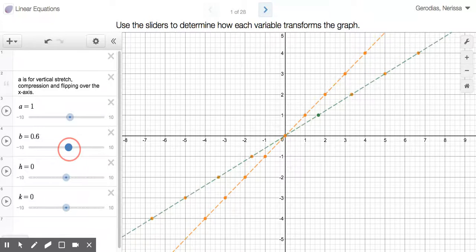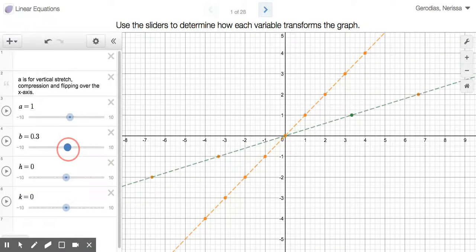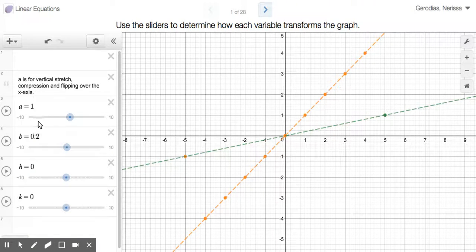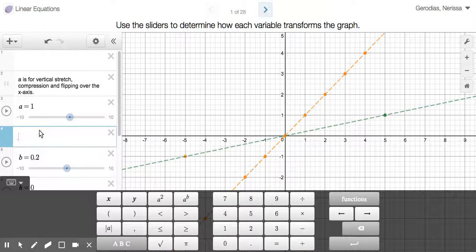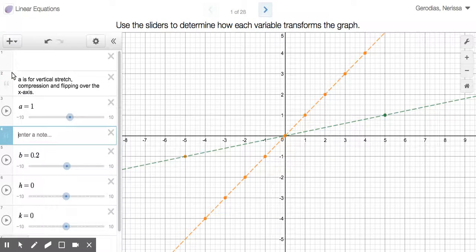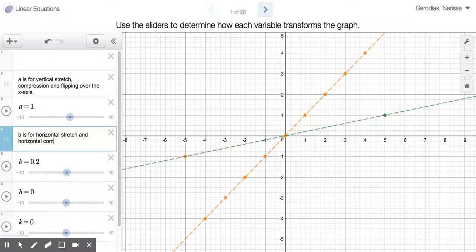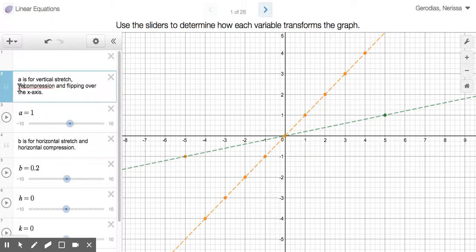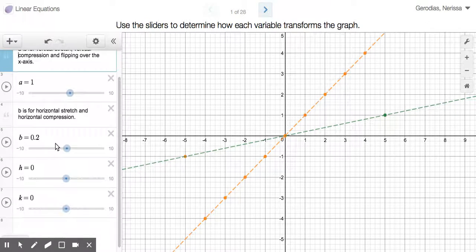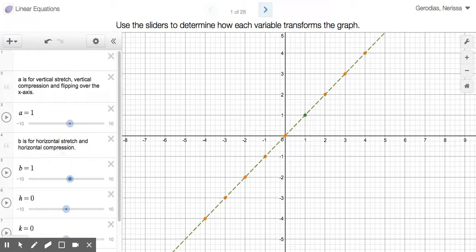Now, if we make it smaller than 1, the green point is going away from the y-axis. This is called horizontal stretch. Okay, so let's go here and click enter so that I will get a new line, new row. So I'm going to put a note. I'm going to say that B is for horizontal stretch and horizontal compression. Okay, now let's put B back to 1, to the default.